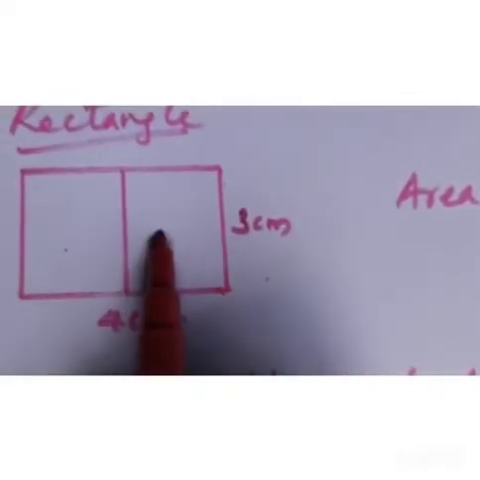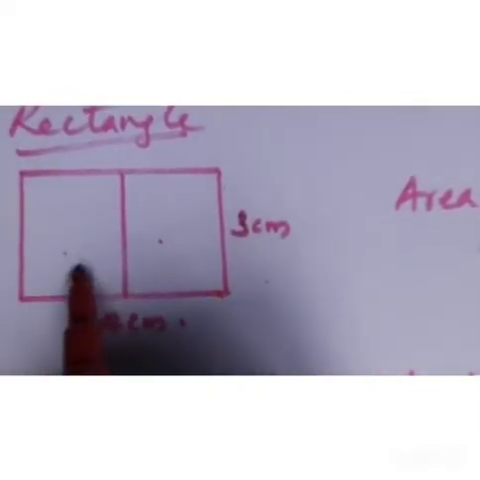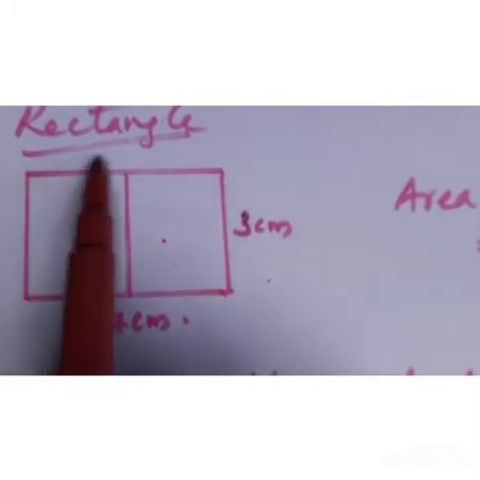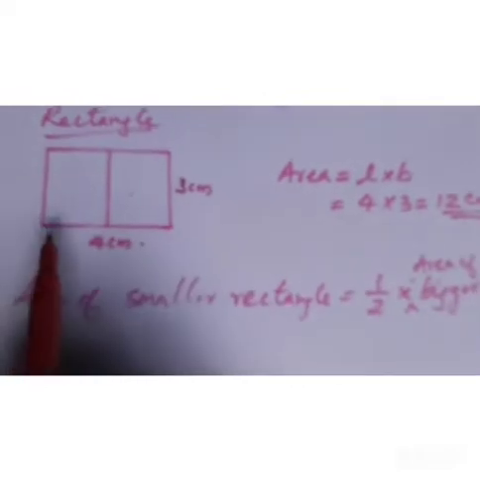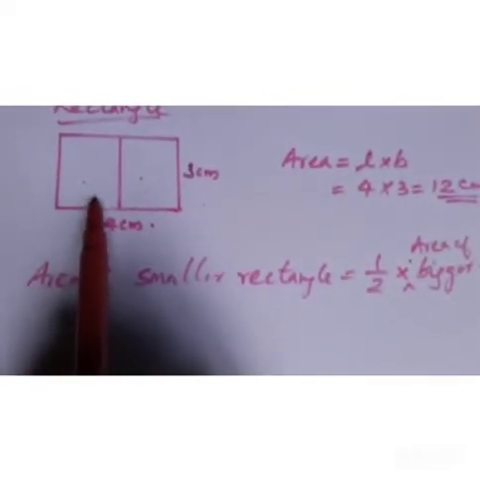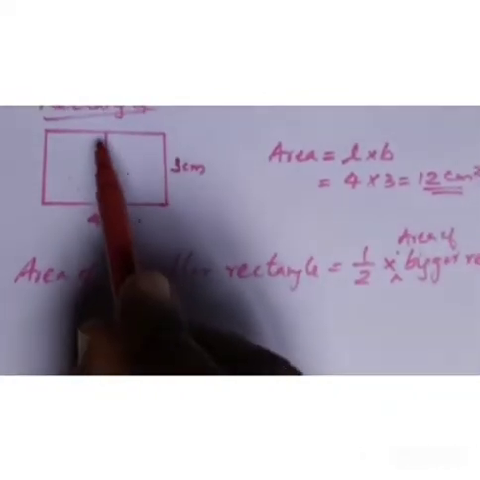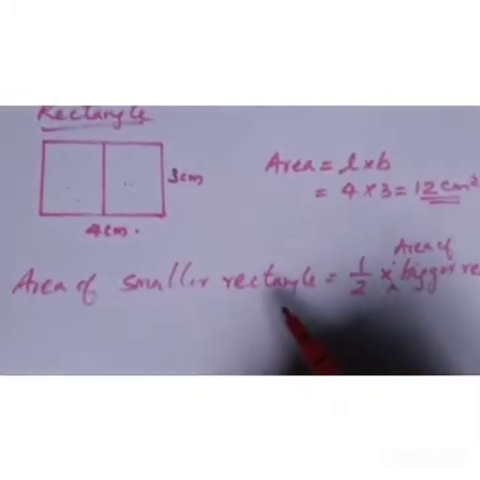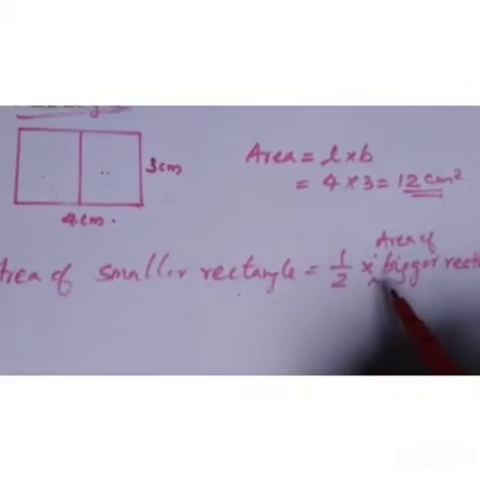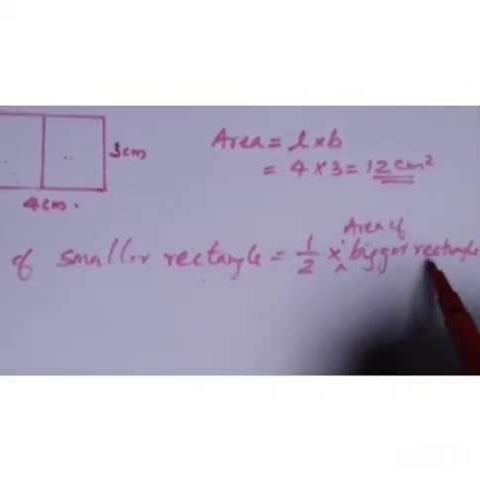Now we have two rectangles. So how will you find out this area? You already found the area of the bigger rectangle, that is 12. So how will you find out the area of the smaller one? Here you got two rectangles. So the area of the smaller one is equal to half of the area of the bigger one.